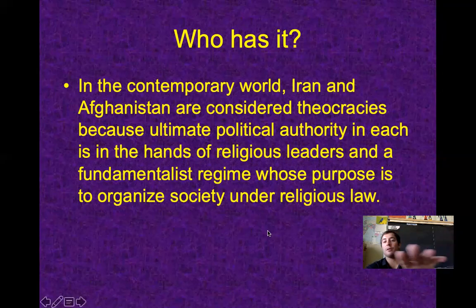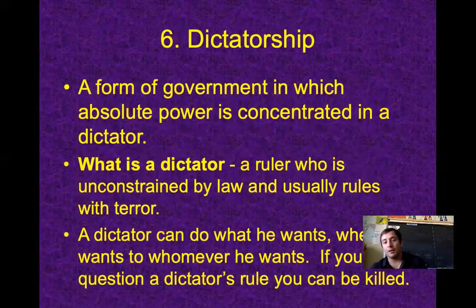So these are some theocracies that you'll see, okay: Iran, Afghanistan, these Middle Eastern countries focused on religion to run their government. All right, a dictatorship. Most of you guys already know what a dictatorship is. It's a form of government in which absolute power is concentrated in the dictator. A dictator is a ruler who is unconstrained by law and usually rules with terror. So, strong military presence, instilling fear in the lives of people, taking away people's freedoms for control to make sure that no one can challenge his authority. And if they do, they are most likely killed or placed in prison for the rest of their life.